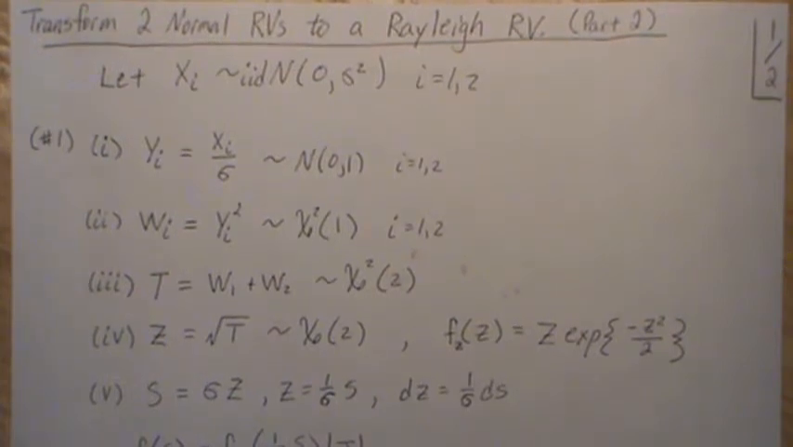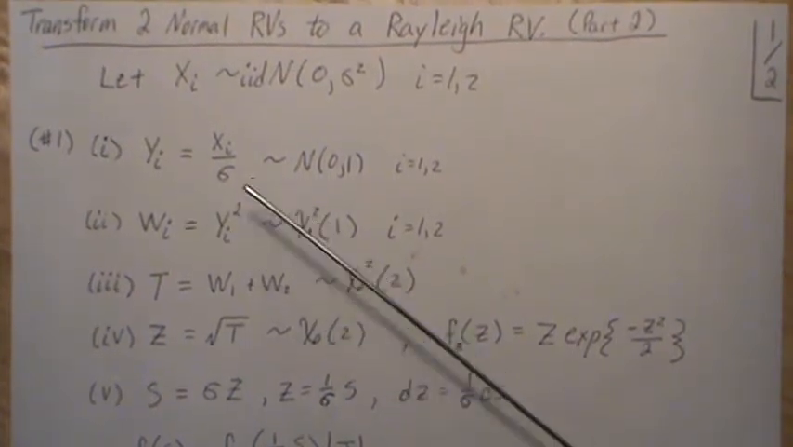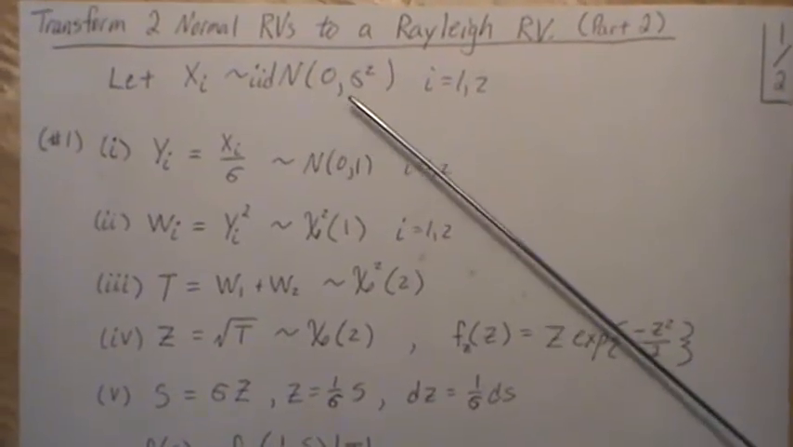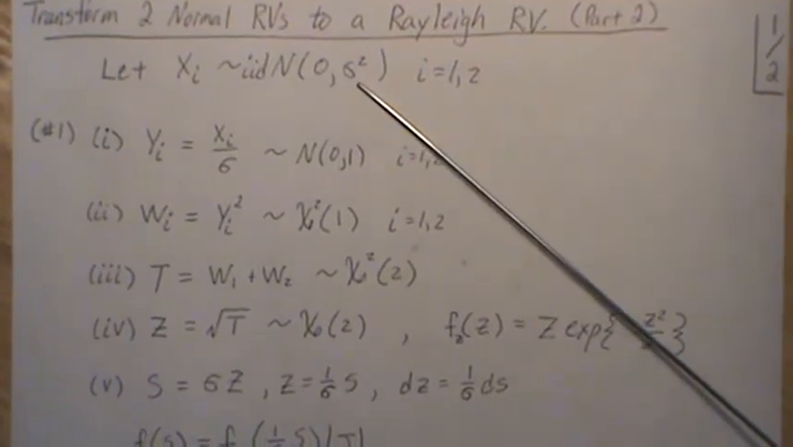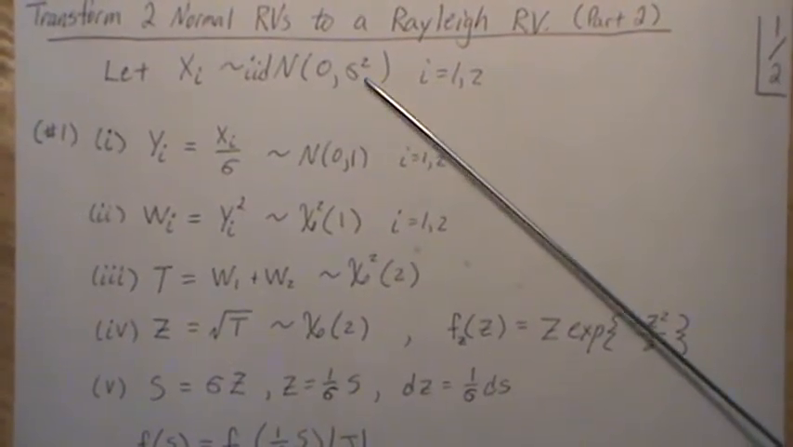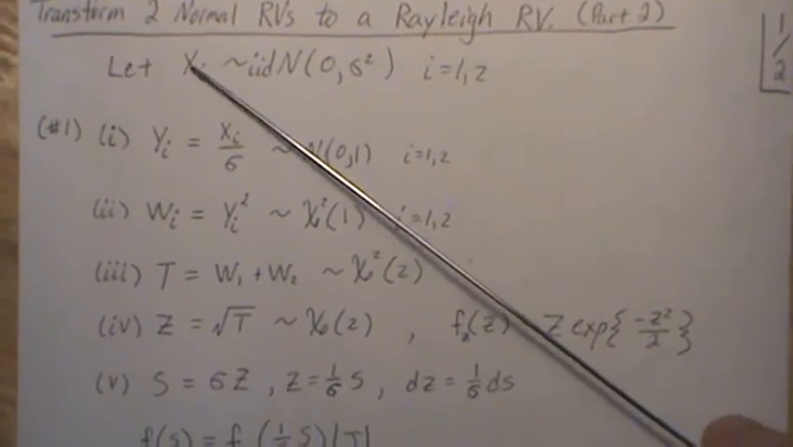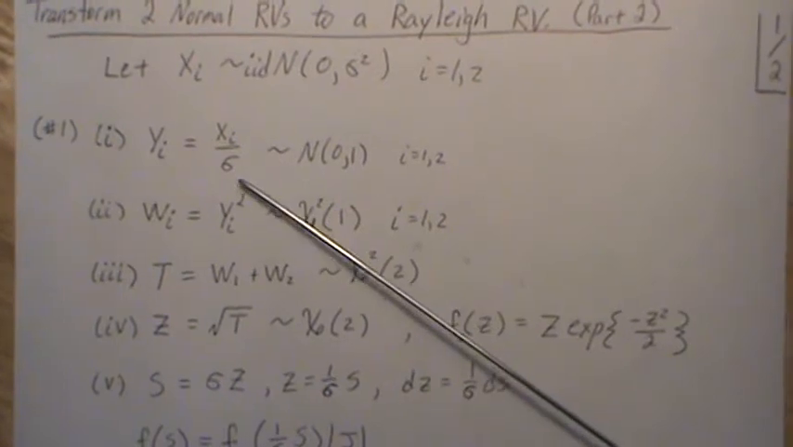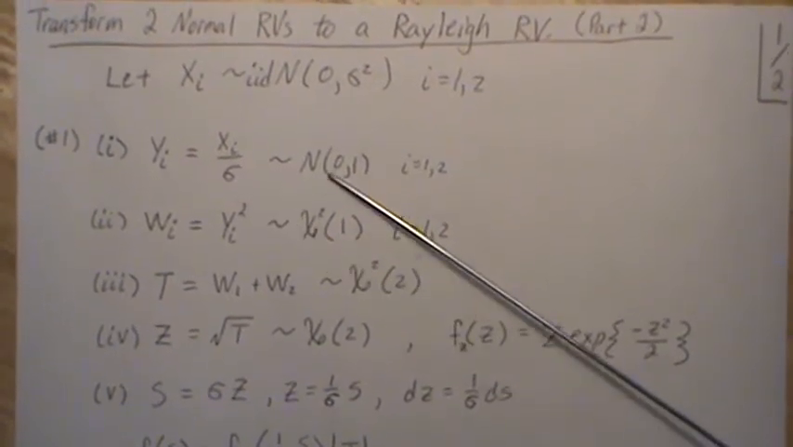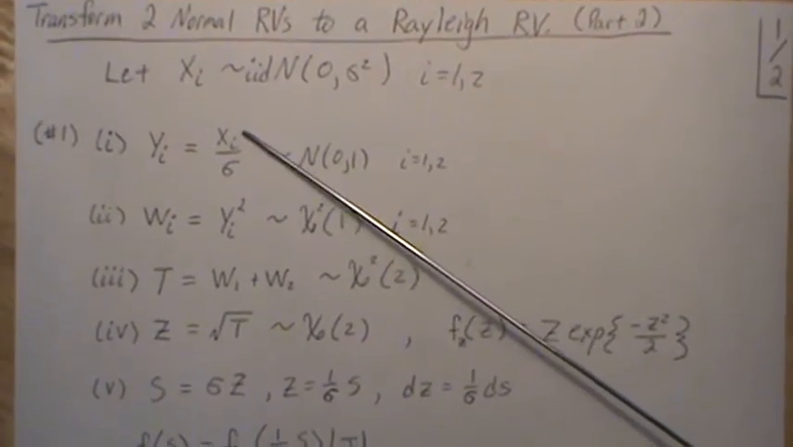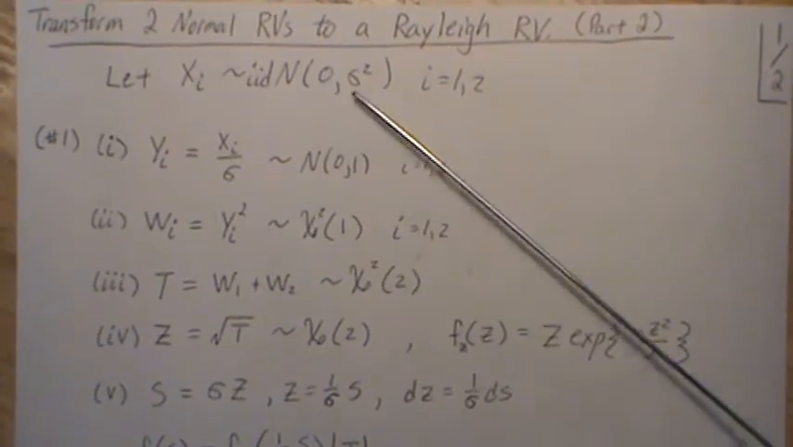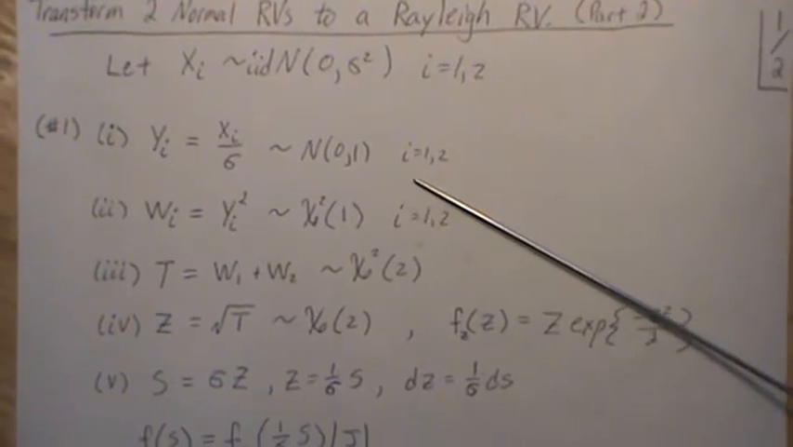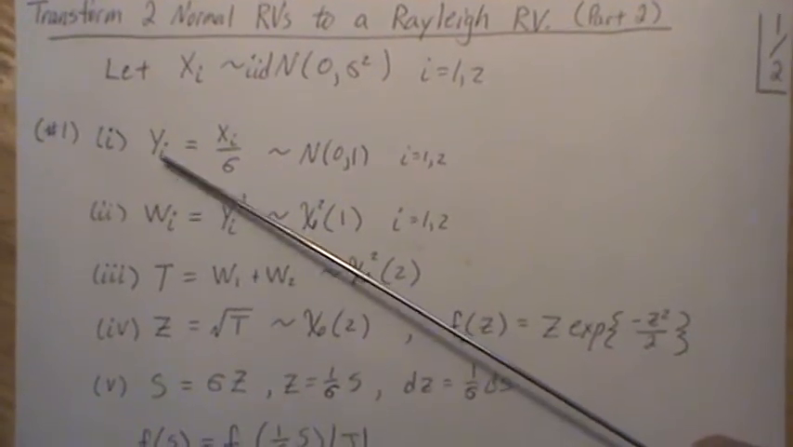The first one is, we let Xi be IID normal random variables with mean zero and constant variance sigma squared, for i equals 1 to 2. So we have X1 and X2. Let Yi be Xi over sigma. Then this is a standard normal, right? If we subtract the mean, which is 0, and divide by the standard deviation, we get a standard normal random variable. And this is for both i, so we have Y1 and Y2.